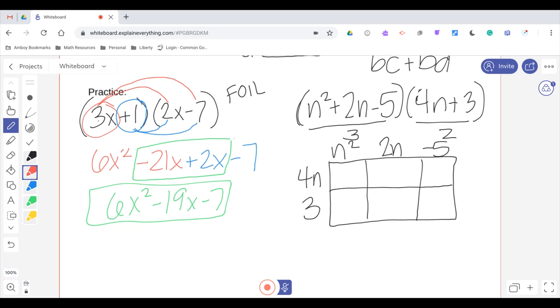Okay. And now I'm going to multiply inside the boxes. So 4n times n squared will make 4n to the third. 4n times 2n will make 8n squared. And 4n times negative 5 will be negative 20n. Now I'm going to do the bottom row. 3 times n squared is 3n squared, 6n, and negative 15.